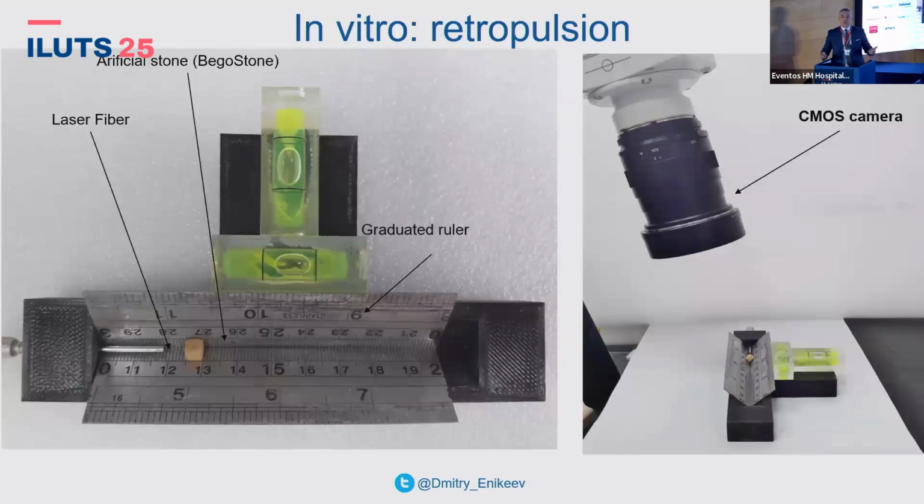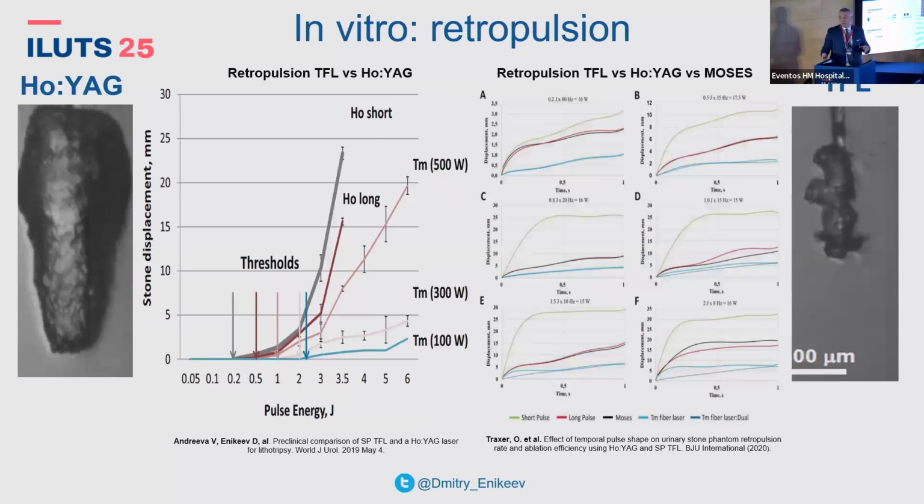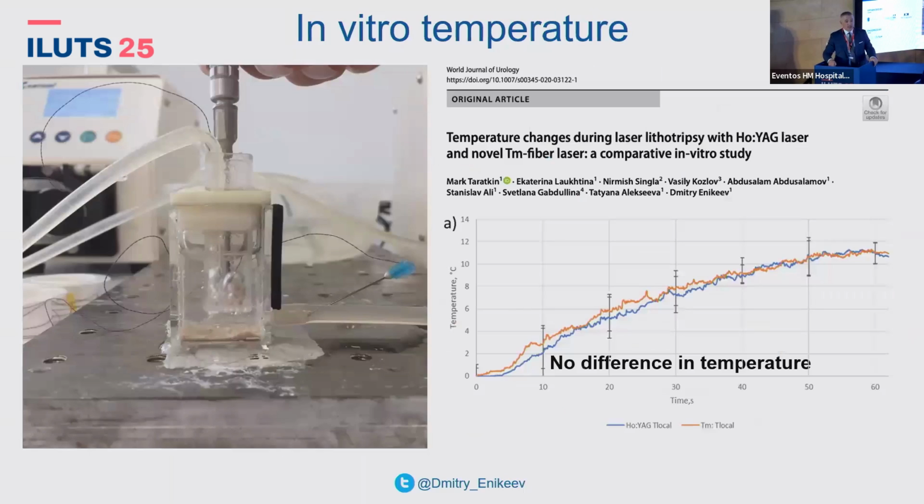Then retropulsion, and this is one of the goals. For lithotripsy, we want less retropulsion. For that, we use another setup. Look at this. All of this setup is inside the water, and in the middle we introduce the laser fiber. All the process was also recorded with a high-speed camera. We performed one pulse, recorded it, and also published this study in World Journal of Urology. We found that retropulsion with TFL was 2 times less than with Holmium. So it's an important advantage. Afterwards, Olivier Traxer even compared it with Holmium Moses, and even with Moses, retropulsion was less.